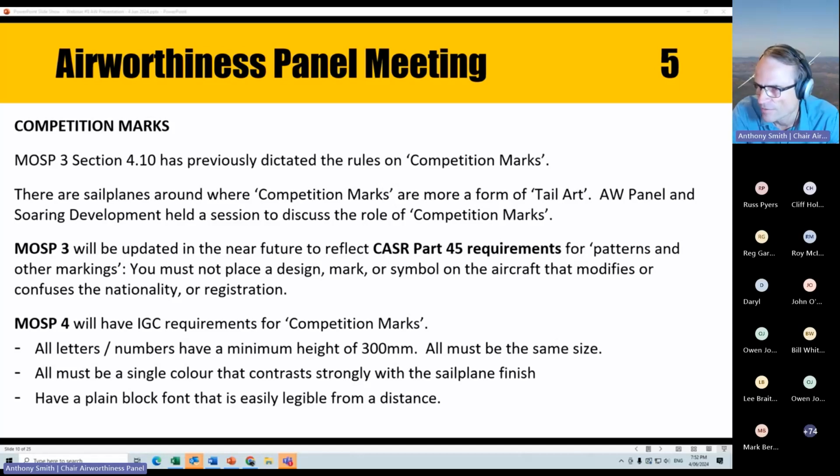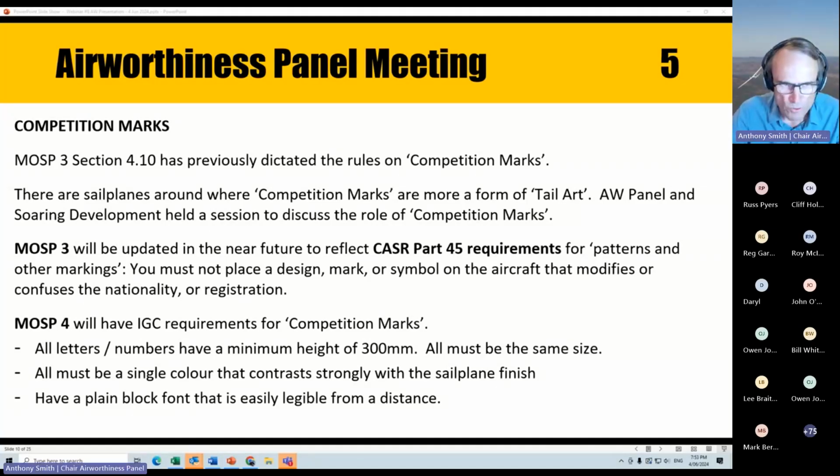Now, CASR Part 45 is the regulation around national markings. CASR Part 45 also says you can more or less paint the aircraft what you want, provided you do not go and confuse the nationality or registration marks on the aircraft. So if you want to have some fancy tail art on your airplane, that's fine by the airworthiness people, providing you don't go and obscure or confuse the nationality or the registration. So that's nationality is the VH, the registration is the 3 other letters.